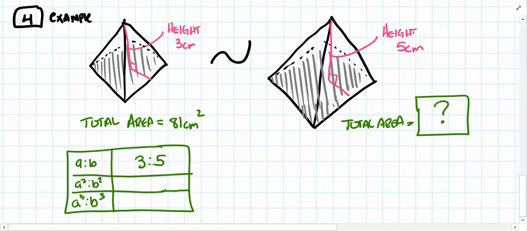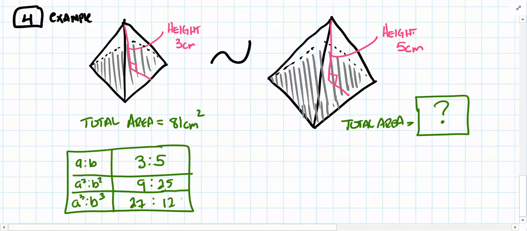Yeah. Okay, good. Now, if a is 3, then a squared must be what? 9. Good. And if b is 5, 5 squared must be? Good. Let's take it one step further. If a is 3, a squared is 9, a cubed must be what? 27 to 125.